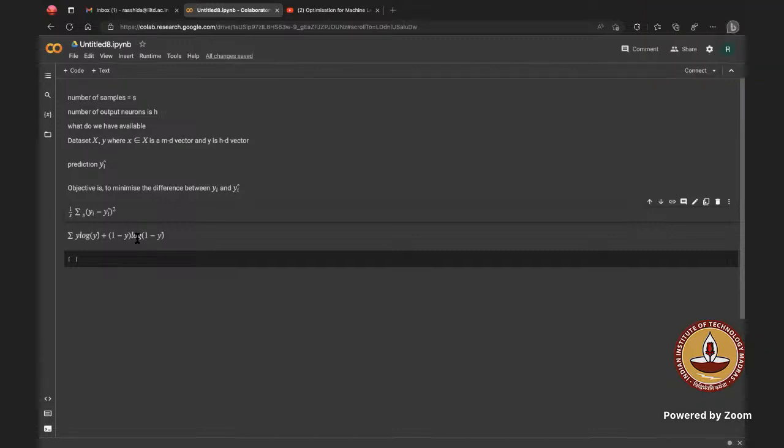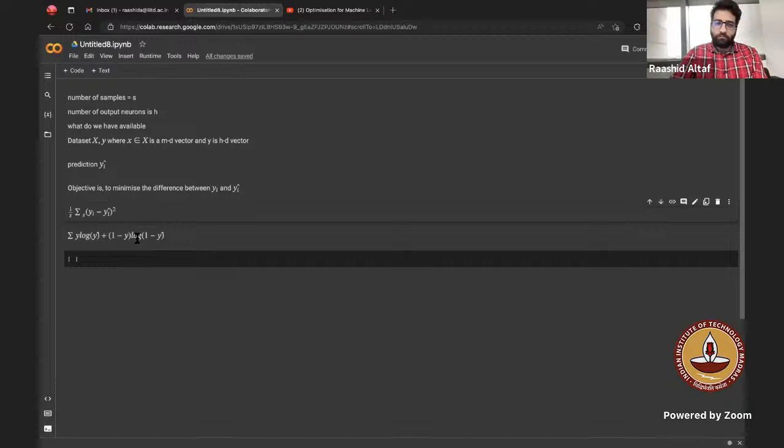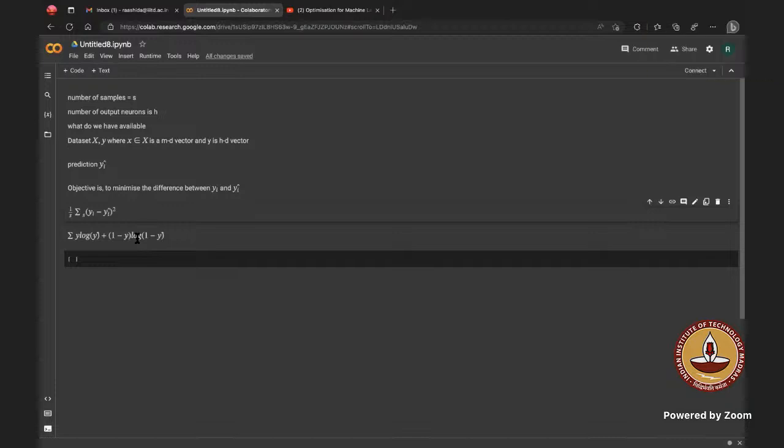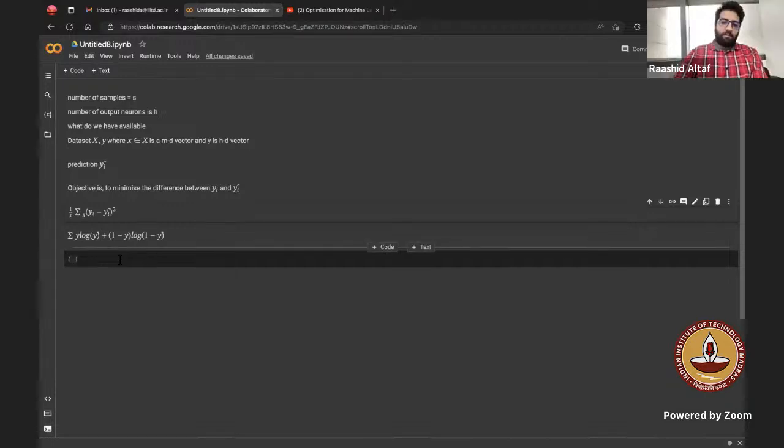Sir, this equation is correct in case in that outer layer there is only one neuron. Yes. But if I have more than one neuron, how will I change this equation?